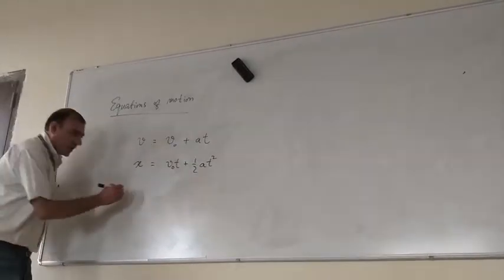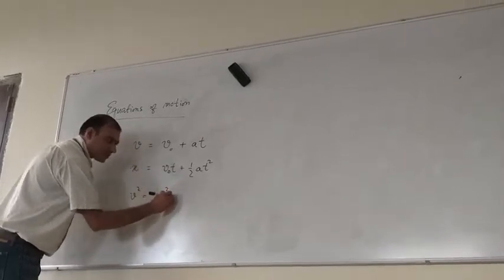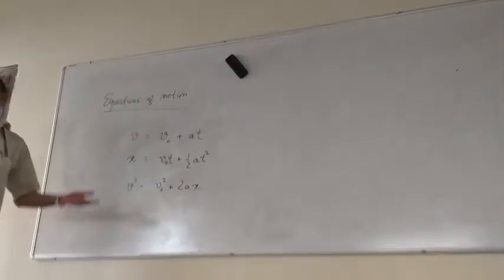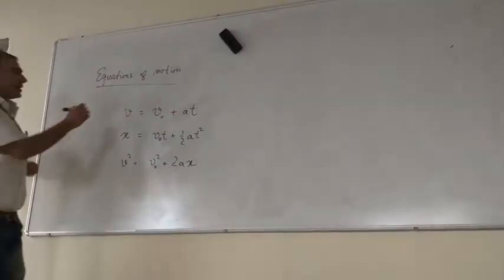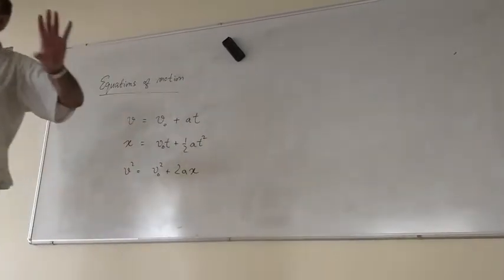Okay, and the final one is v square is equal to v naught square plus 2ax, in this case x. So these again, remember, although I am not writing the vector arrow, v, a, x, these are all vectors.